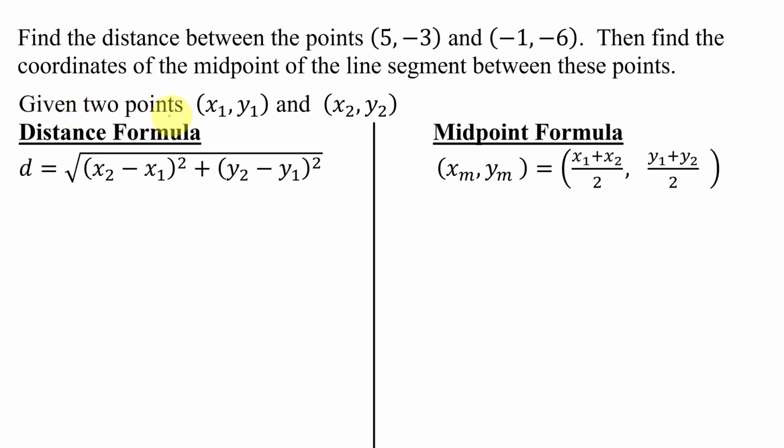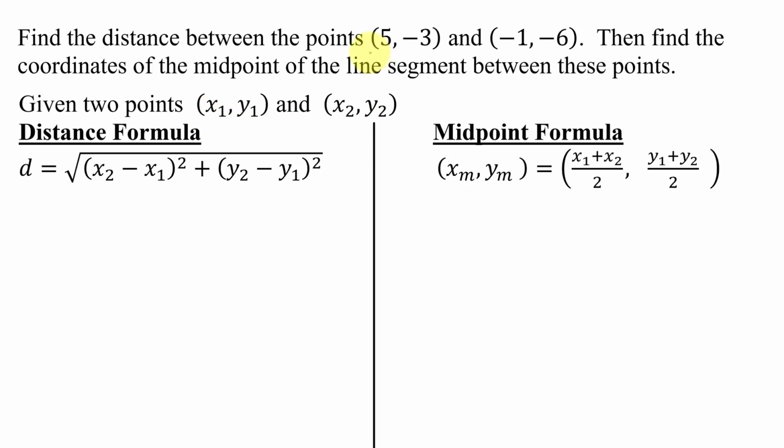So given 2 points with the coordinates x sub 1, y sub 1, and the second point x sub 2 and y sub 2, here is the distance formula, here is the midpoint formula. So the first thing I need to do is identify the values of these variables.